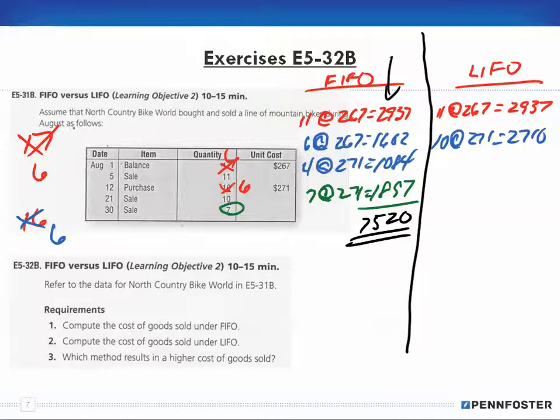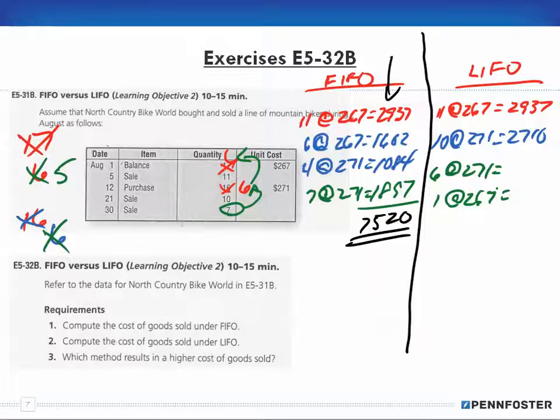Well, again, the last ones in are still these here. So I have to get rid of those 6. So that's 6 at 271. And I need to take 1 more. So 1 more has to come out of those. So now I have 5 left here. And that means 1 at 267. So 6 times 271 is 1626, and 1 at 267.